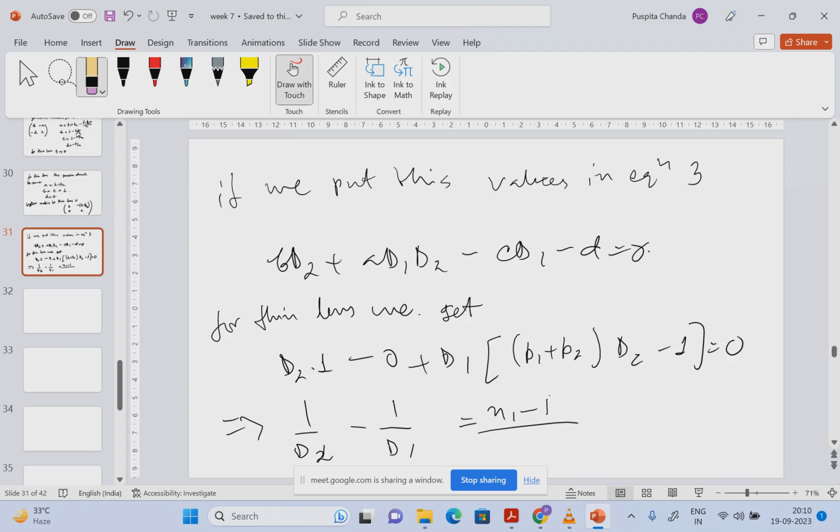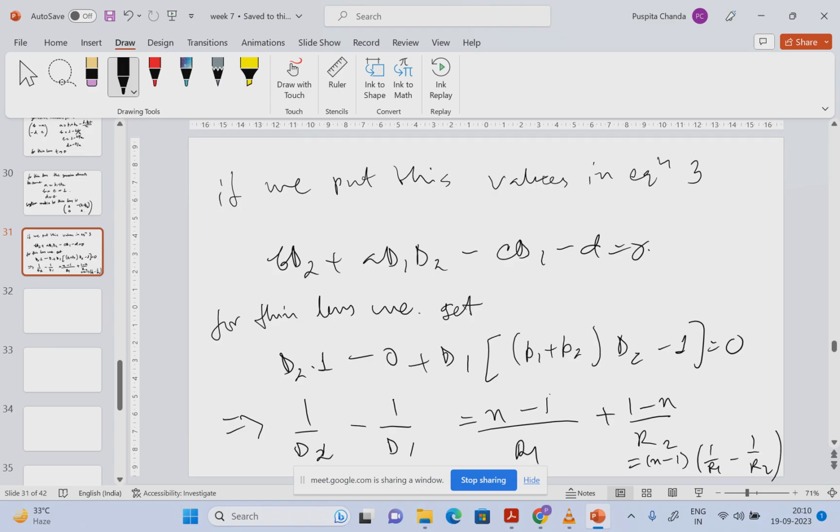Here, this optical system has effective index n, and outside the system, the effective index of air is 1. So (n minus 1) by r1 plus (1 minus n) by r2. So it will become (n minus 1) times (1 by r1 minus 1 by r2), okay, which is equal to 1 by f.